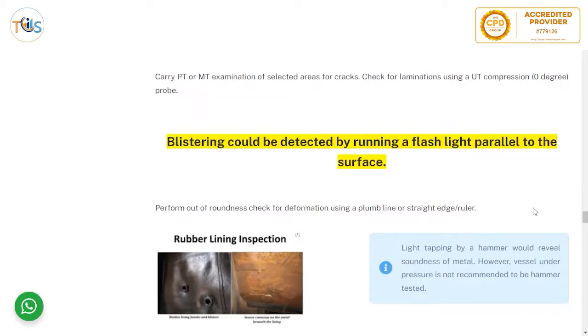Blistering can be detected by running a flashlight parallel to the surface. So if you hold the torch parallel to the surface and look from behind the torch, if there is a blister, you can see it clearly.